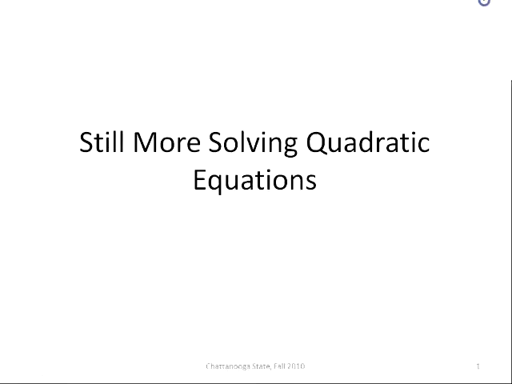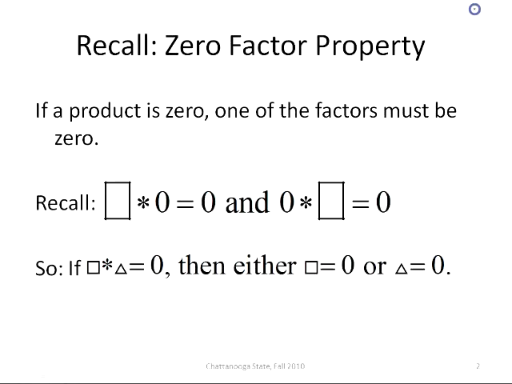Still more, solving quadratic equations. Recall the zero factor property. We've been using that to solve quadratic equations. The zero factor property says that if a product of two things is zero, then one of those factors must be zero.